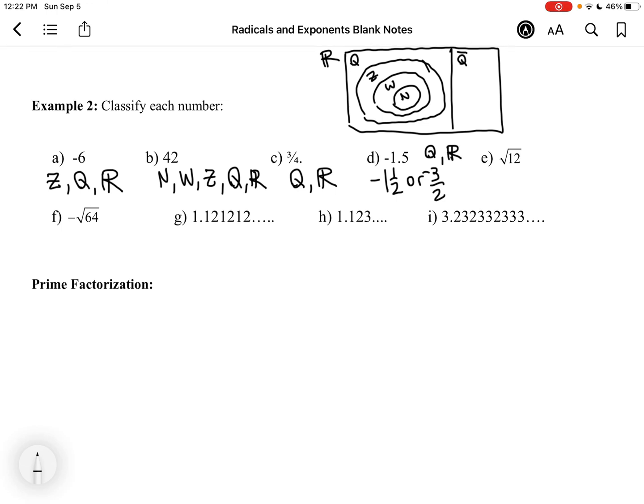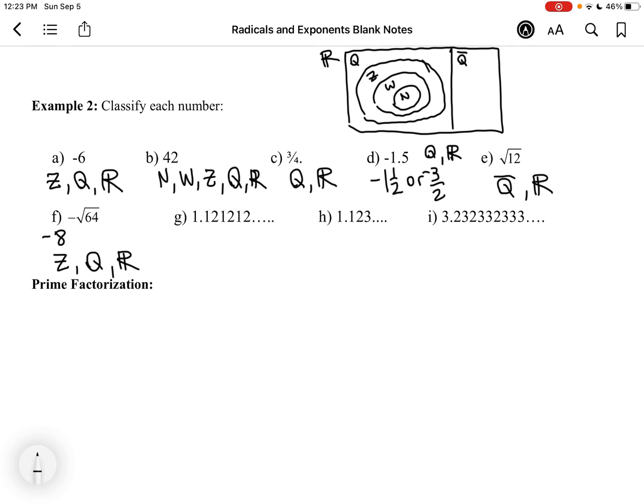Okay, the square root of 12. Well, the square root of 12 is not a perfect square. So this is going to be irrational. Irrational numbers are still real though, so we can add that set as well. Okay. Negative square root of 64. Square root of 64 is 8, so negative square root of 64 is -8, which can be written as -8/1. It's also an integer because it's a negative whole number. So this is going to belong to the integers, the rationals, and the reals.